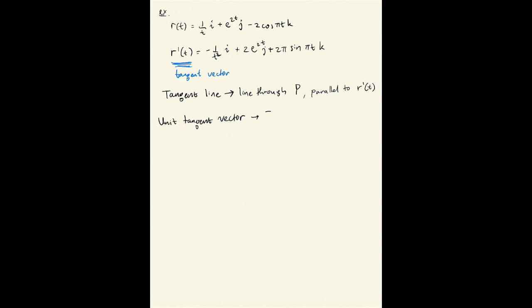We write this in terms of T, the big capital T. This means unit tangent vector. The definition is the vector of the derivative divided by its norm or magnitude. You can write the magnitude with one line or two lines, the same thing, doesn't matter to me.